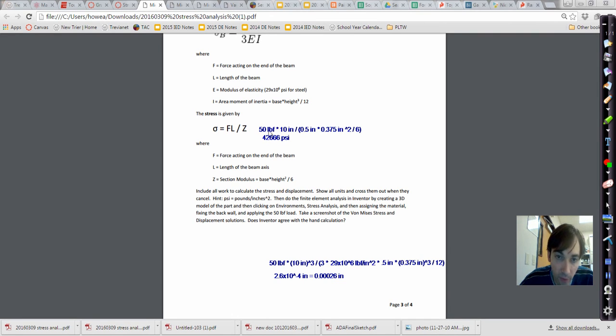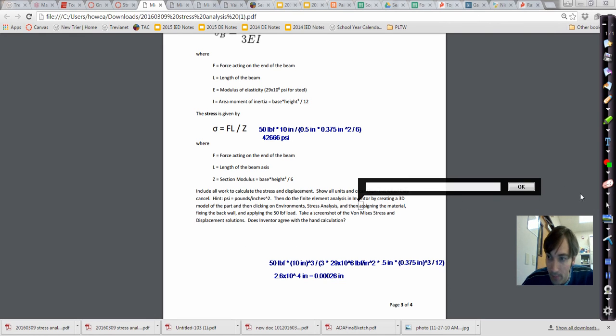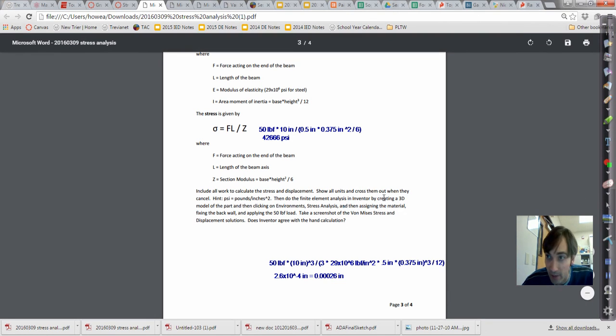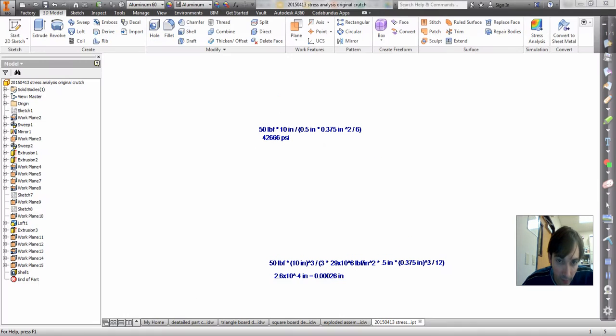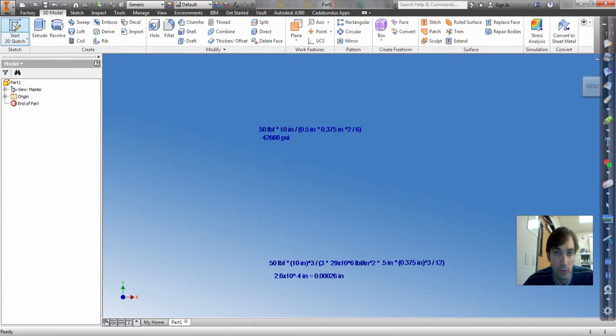So you see how the units work? You've got pounds in the numerator, and then you've got inches cubed in the denominator, but inches in the numerator, so in the end you get square inches in the denominator. Okay, so the next thing we're going to do is model this in Inventor and see if this actually checks out. I've already got Inventor open. Let me pause it. Alright, so I've started a new part.